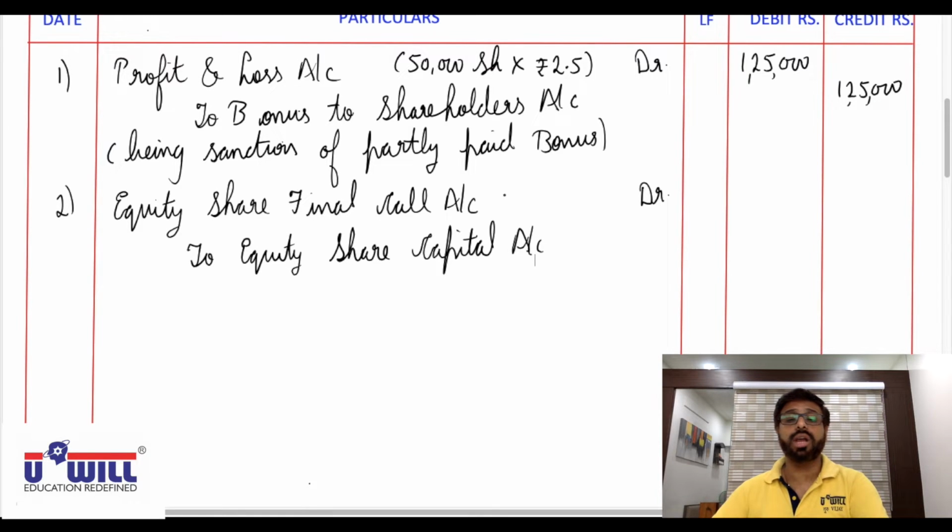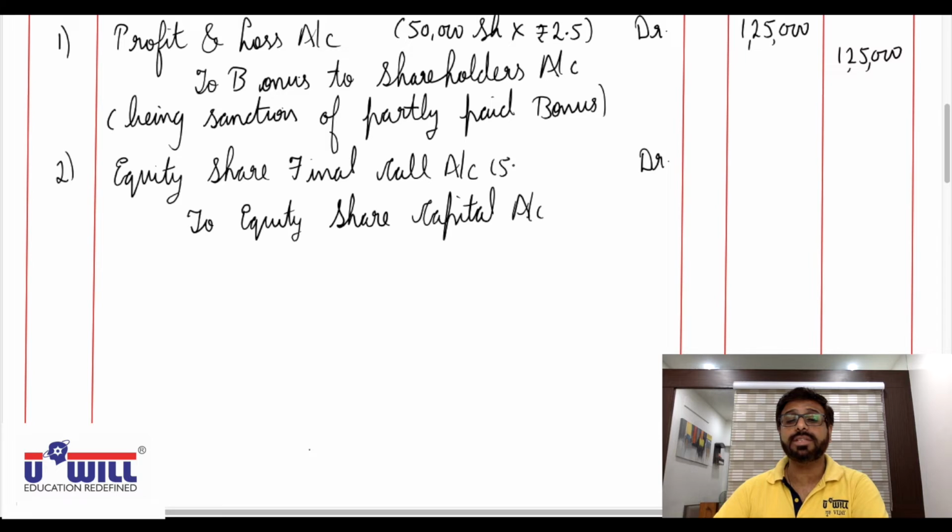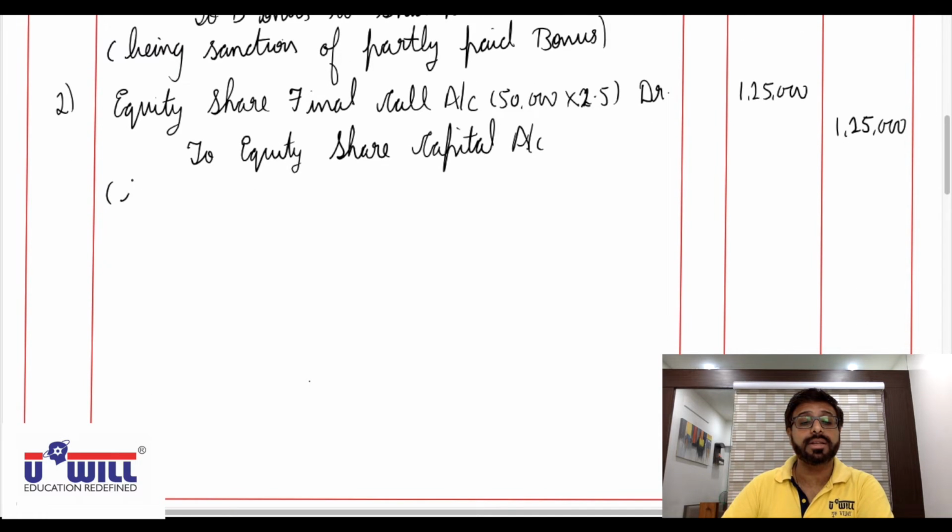Now again final call, how much will become due? Same 50,000 shares into 2.5. Final call money that will become due is 1,25,000. Being final call money due.